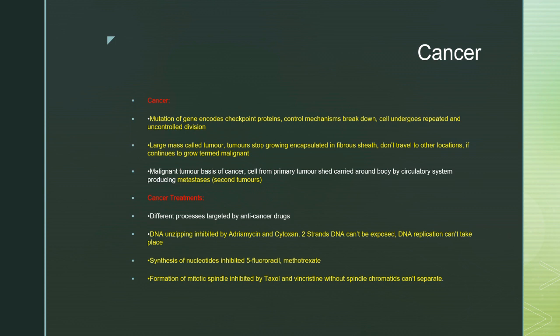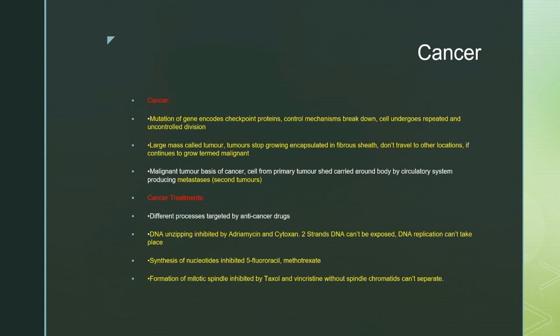Now, let's talk about cancer for a wee bit, because this is basically an error in mitosis. It's basically a mutation of a gene that will encode checkpoint proteins, and the control mechanism will break down, and the cell will then undergo repeated and uncontrolled division. Now, a large mass called a tumour will then form, and the tumour will stop growing, and it will be encapsulated in a fibrous sheath, okay, and it will not travel to another location.